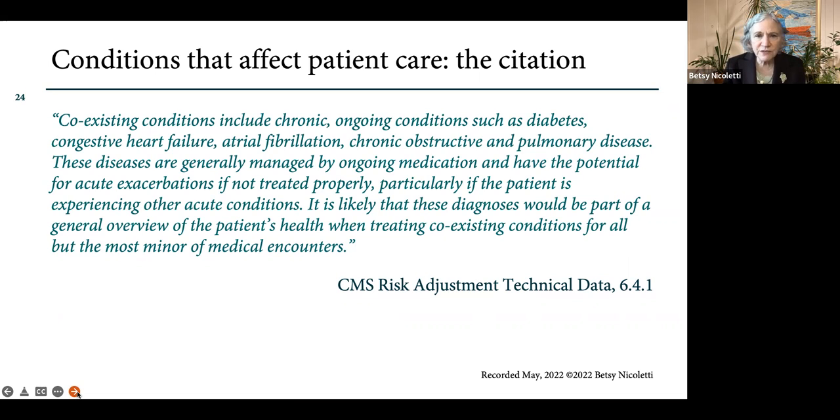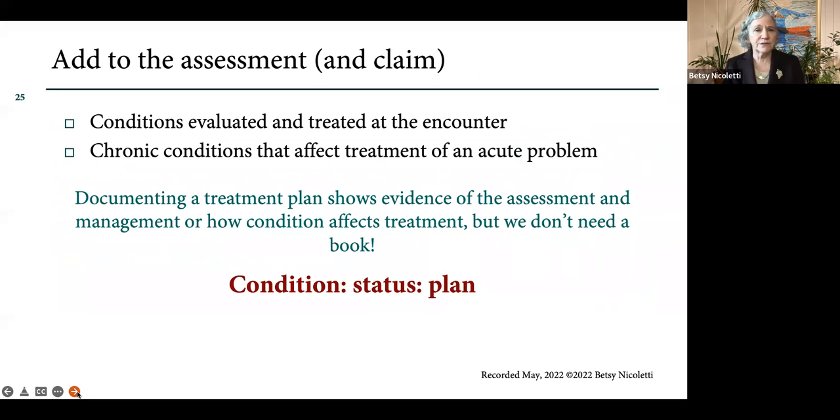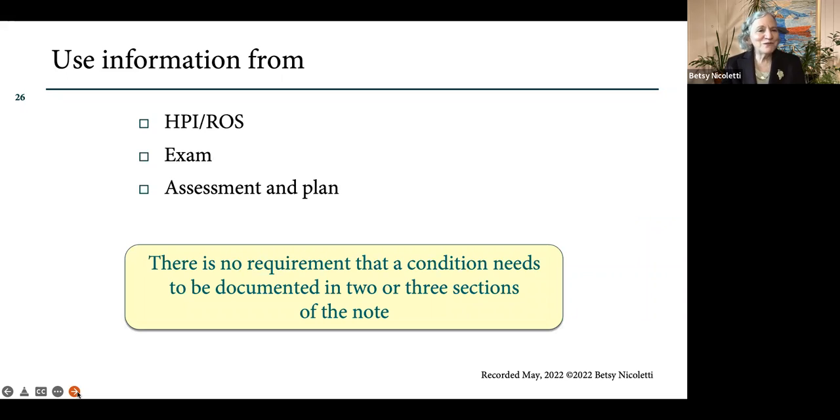Patients with chronic conditions, they're generally managed, and it's likely that they'd be part of an overview of the patient's health when treating coexisting conditions for all but the most minor of medical encounters. So we're going to add to the claim form conditions that are evaluated and treated at the encounter, and chronic conditions that affect the treatment of an acute problem. And really, documenting a treatment plan shows evidence of the assessment and the management. But sometimes we may require our clinicians write us a book. We don't need that. So you can use information from the history of the present illness that the clinician has documented.